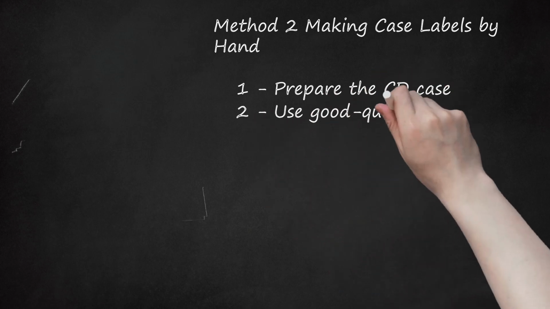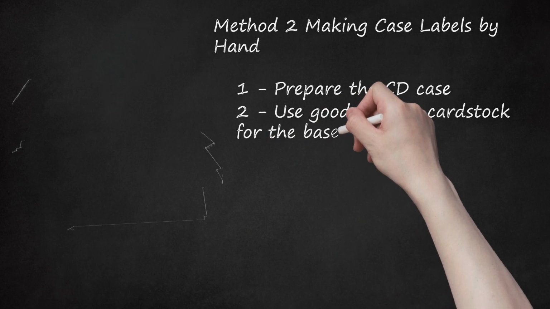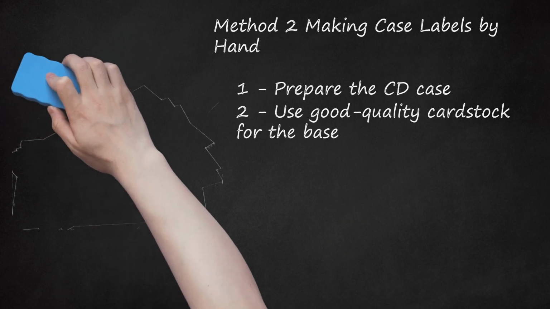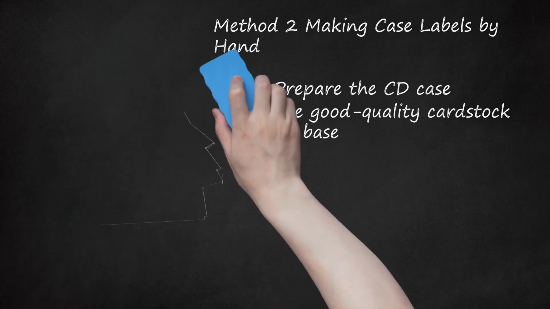2. Use good quality cardstock for the base. Get some heavy-duty cardstock that's still thin enough to fit inside the jewel case comfortably and cut it to size using a paper cutter or scissors. Use the following dimensions as a guide. Front cover, 4.724 inches x 4.724 inches, 120 mm x 120 mm. Back cover, 5.906 inches x 4.646 inches, 150 mm x 118 mm.